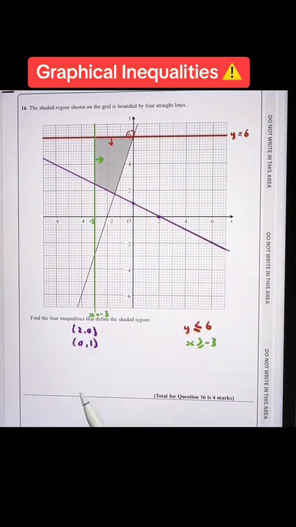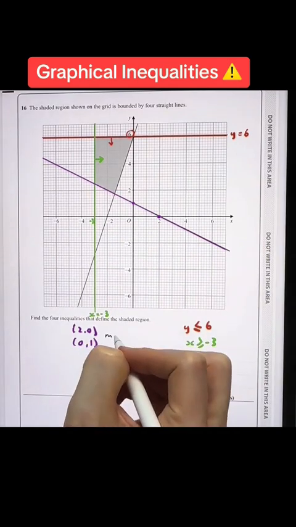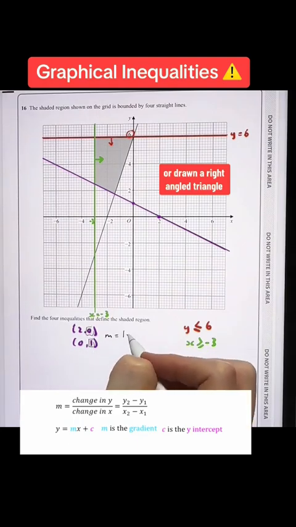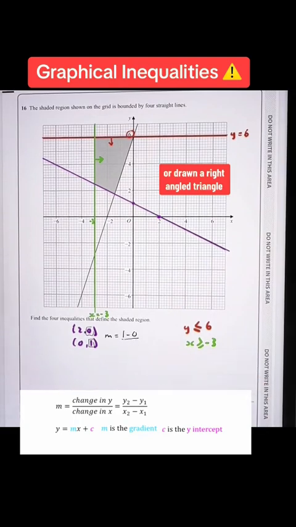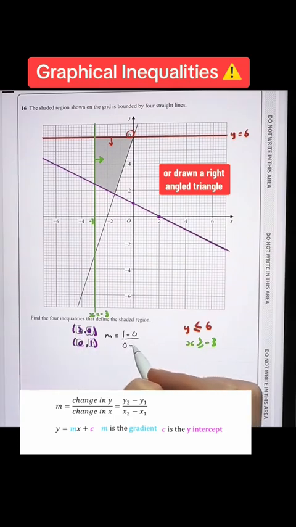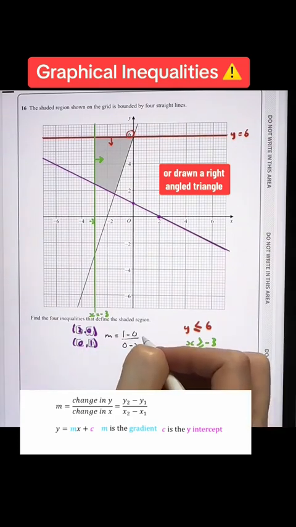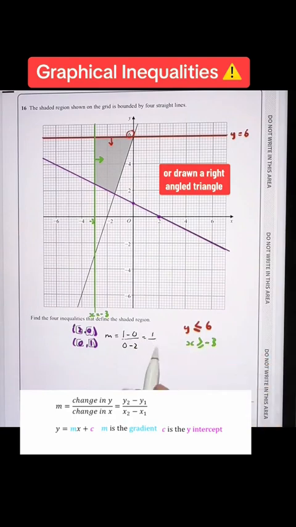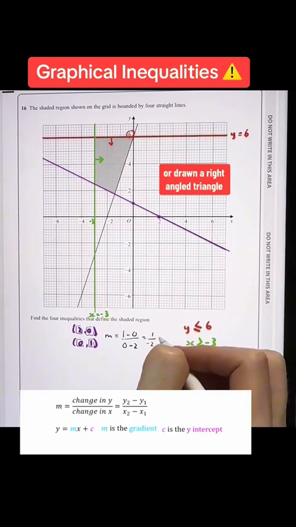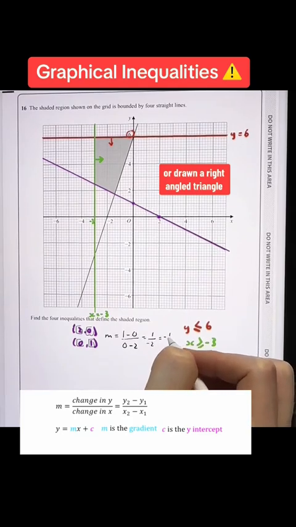Now that I have two points, to find the gradient, which I normally call the letter m, I do the change in y. In this case, it's 1 subtract 0, divided by the change in x, in this case 0 subtract 2. Well, 1 take away 0 is simply 1, and 0 take away 2 gives us -2. And 1 divided by -2 therefore gives a gradient of -1/2.